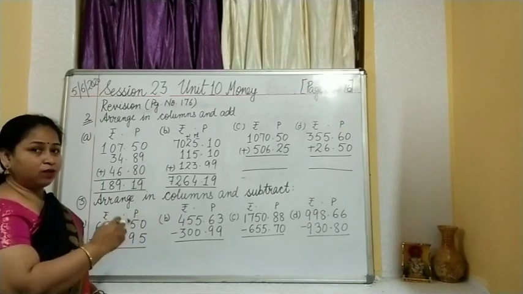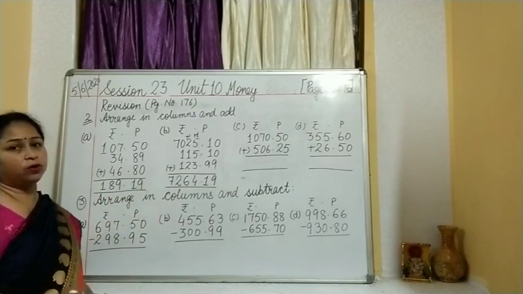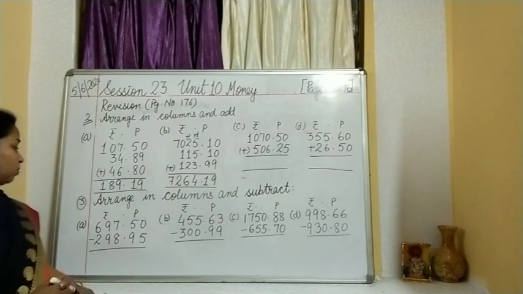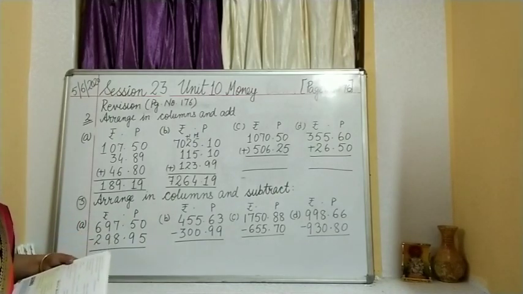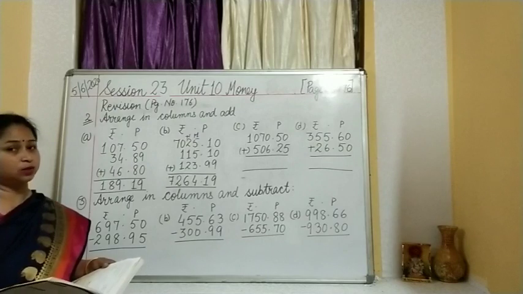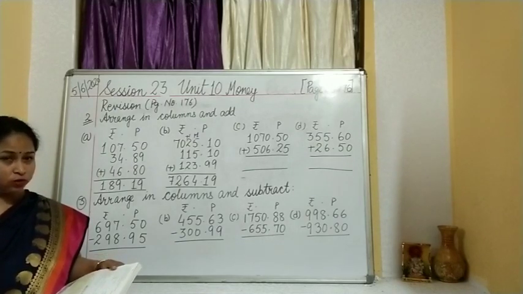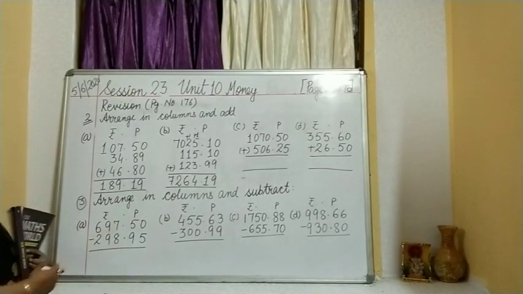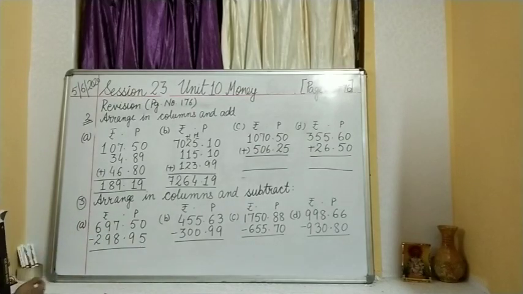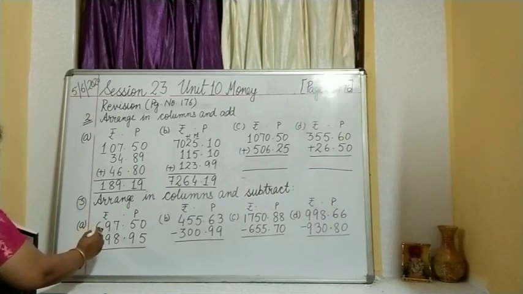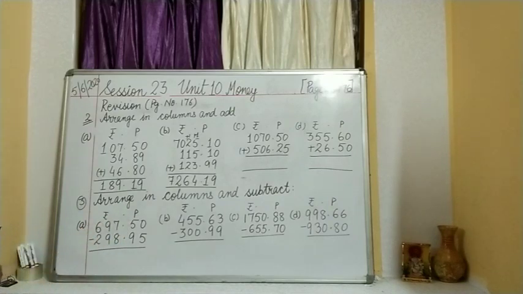C and D I will not do, you have to do them on your own. Now look at the next question, that is arrange in columns and subtract. Addition we have learned. Now we have to do subtraction. I have already displayed the numbers, arranged in a column, with the rupees column and the paise column.